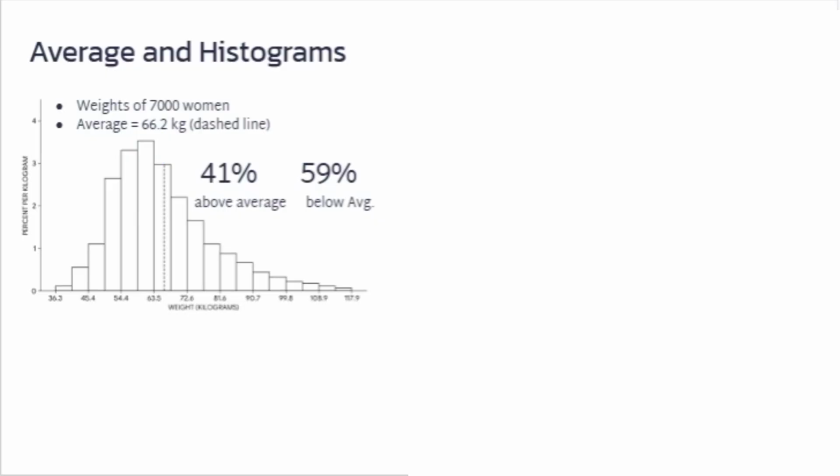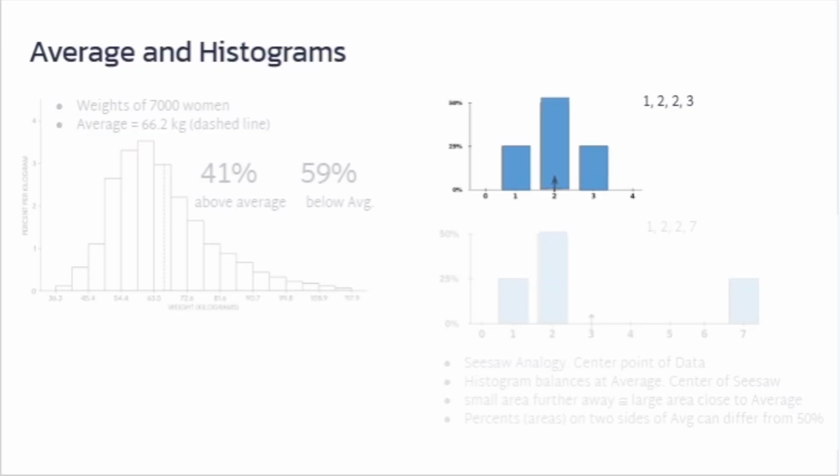Let's clarify this with some examples. Assume you have a list of numbers 1, 2, 2, 3. This is the histogram for your 4 numbers. You can see 25% of your numbers, which is 1 out of 4.